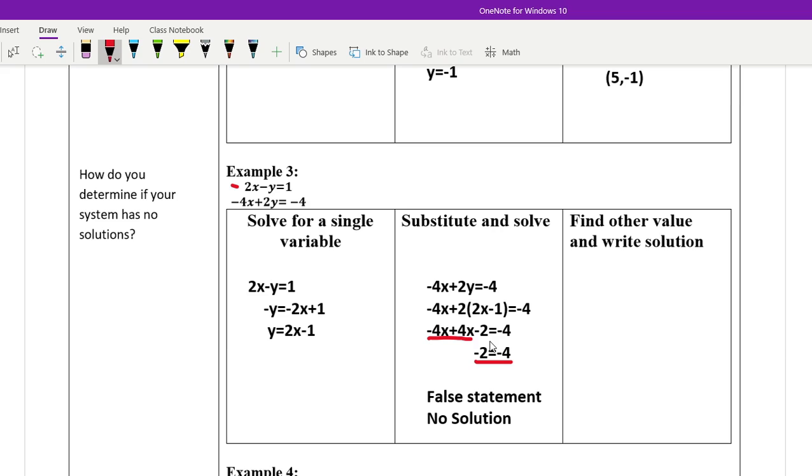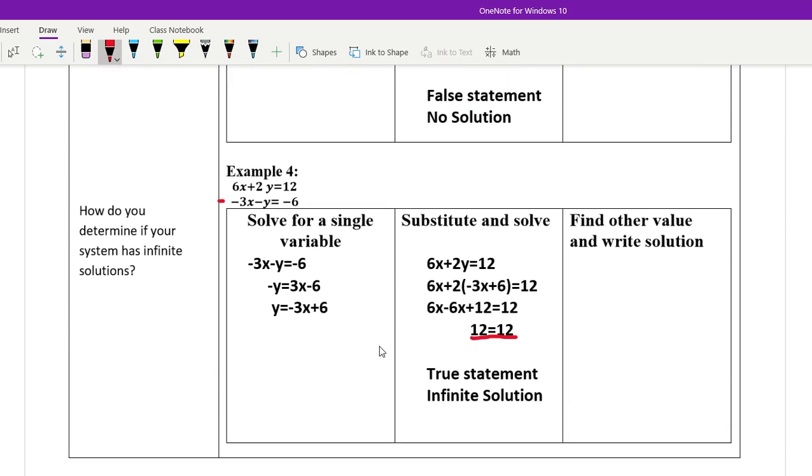This left us with -2 equals -4. This is a false statement. This goes back to one of my earlier lessons. Whenever we are left with a false statement, that means there is no solution that would make our system true. There is no one solution or any solution that will make our statement true from the equations.